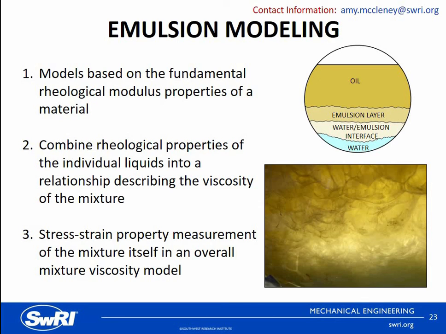The second group combines the rheological properties of the individual liquids into a relationship describing the mixture viscosity. These models require measurements of the viscosity of the base fluids, but the effects of the liquid-liquid interactions on the overall mixture viscosity are accounted for in the expressions that combine the individual viscosity values. And this approach is actually the most commonly used approach for emulsion modeling.